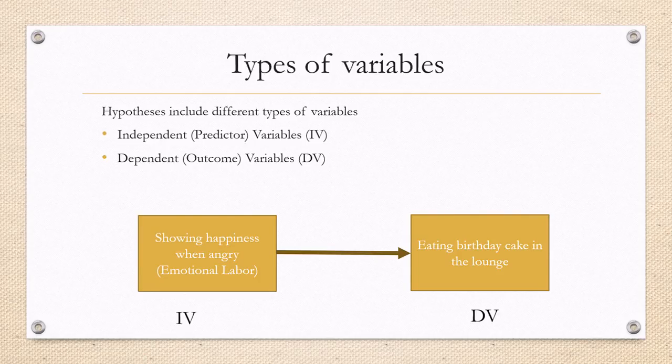I want to point out that the terms predictor and criterion, or outcome, are sometimes used interchangeably with IV and DV. Predictor and outcome, however, are more general terms, and I tend to use the terms independent variable and dependent variable specifically for experimental research, and predictor and outcome or criterion for correlational research.